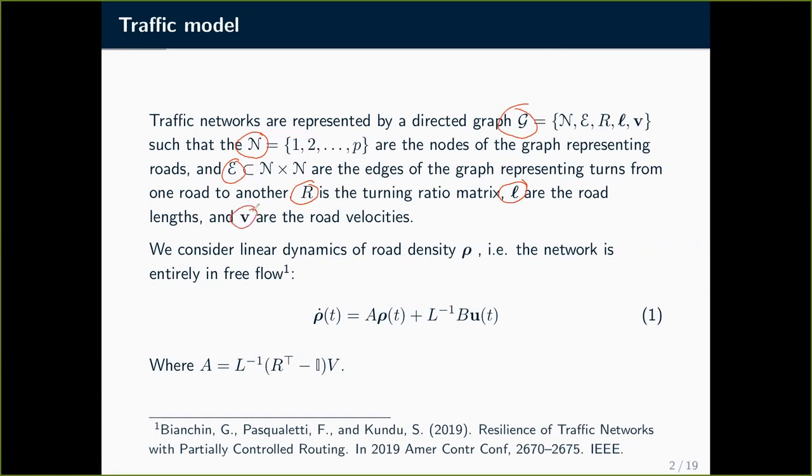We are interested in following the dynamics of the state rho, which is the density of each road. As we will only be considering free flow dynamics, we can write it in this linear form, in which the transition matrix A is written in this form, which depends on the velocity, the length, and the turning ratio matrix. And we have also this input term that corresponds to the input demands and the location of the boundary inflows.